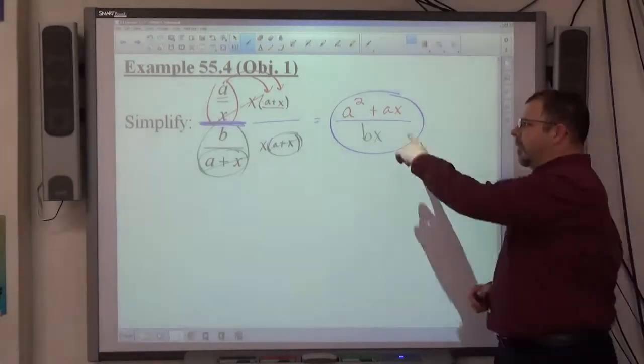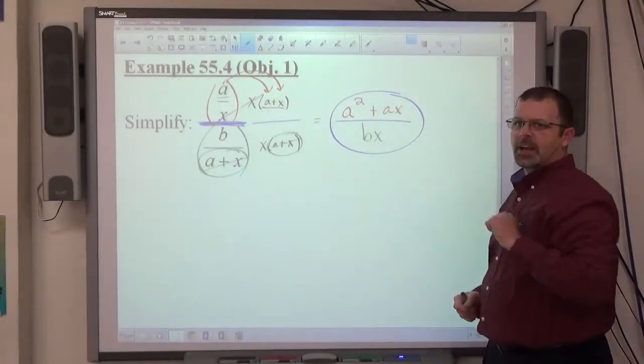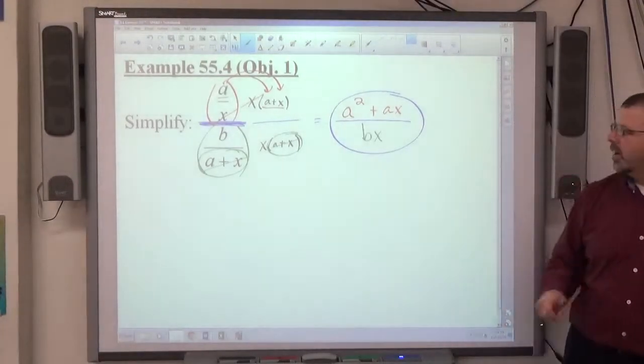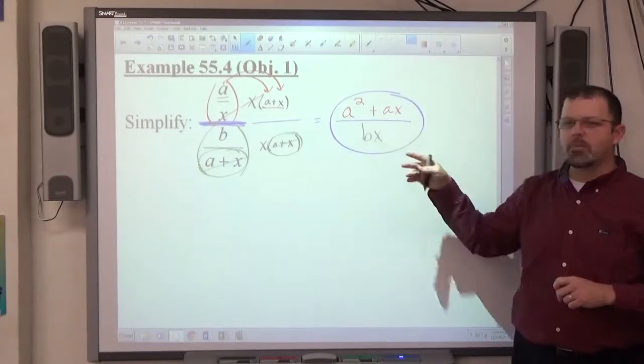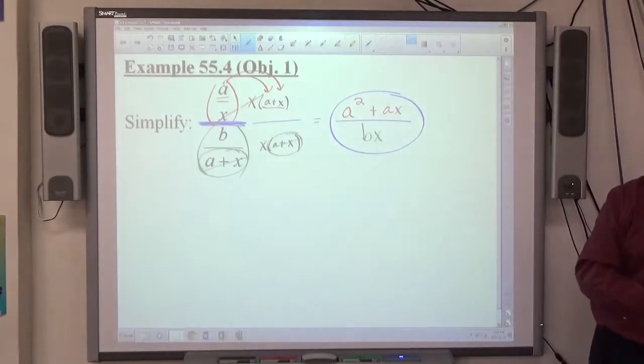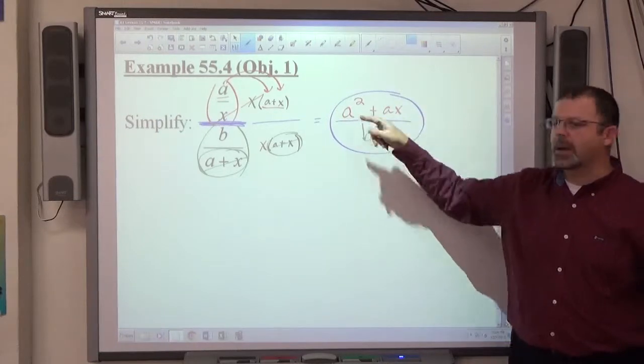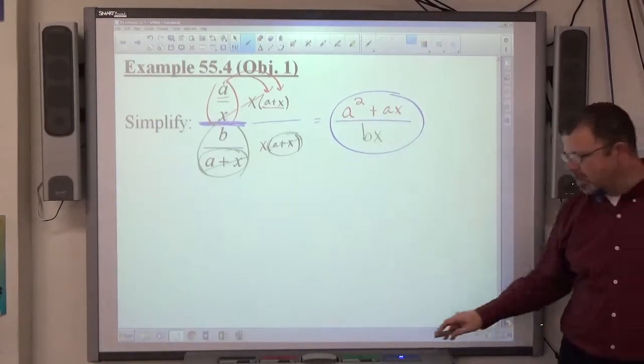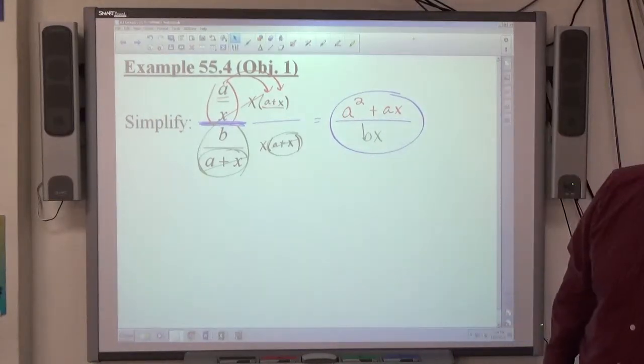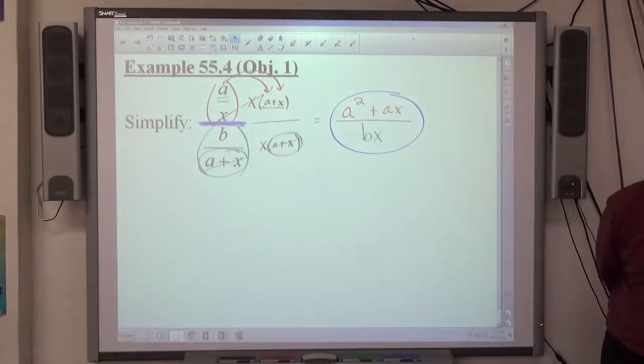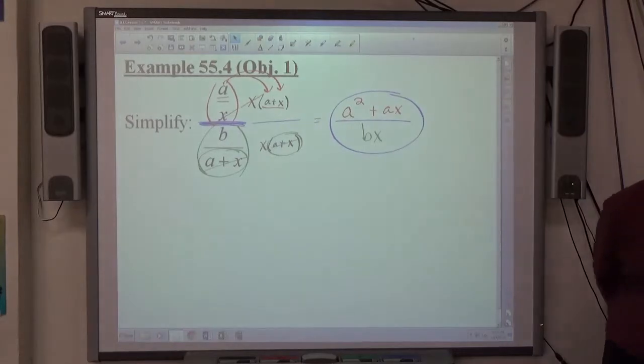Do not be tempted to cancel these x's. That doesn't contain an x, so you can't. Right? If this was a squared x plus ax over bx, everything has an x, you can do it then. But if only a couple things have the same letter, but not everything, you can't cancel by it. So be careful of that. I'd say if you did 100 of these problems, maybe 1 or 2 are going to cancel. So I wouldn't recommend even doing it ever, because I don't count off for not canceling.